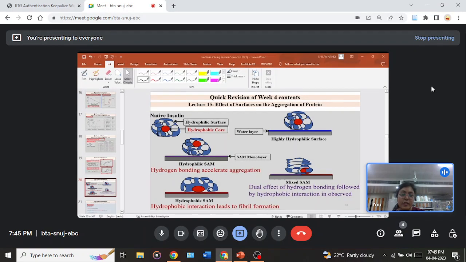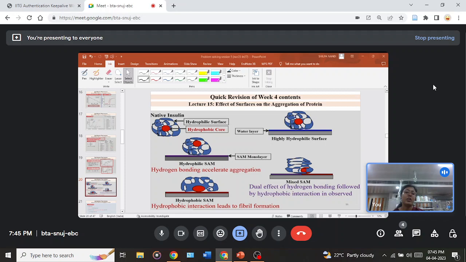Also in this lecture we discussed how hydrophilic or hydrophobic surfaces affect the aggregation. We already discussed what kind of surface favors the aggregation of proteins and what kind does not. Native insulin has both a hydrophilic surface as well as a hydrophobic core. A surface which has a water layer will be termed a highly hydrophilic surface, so you can see the hydrophilic surface sits on the water layer.